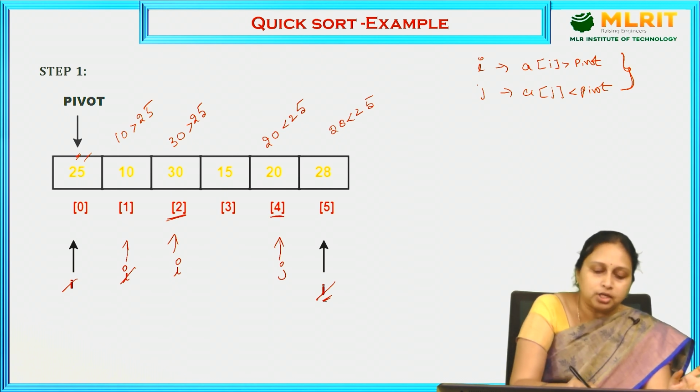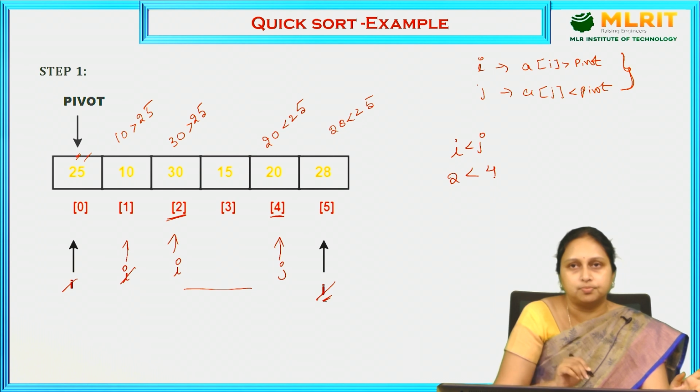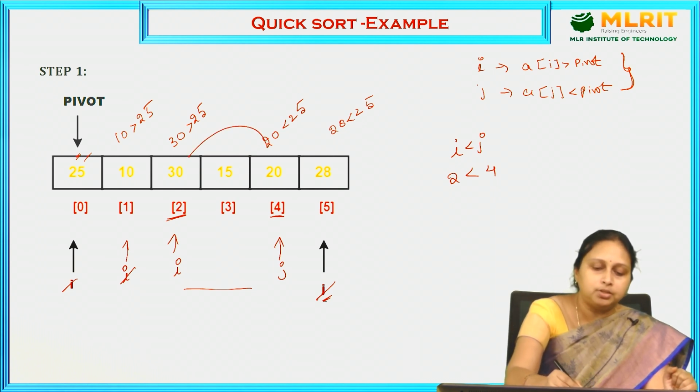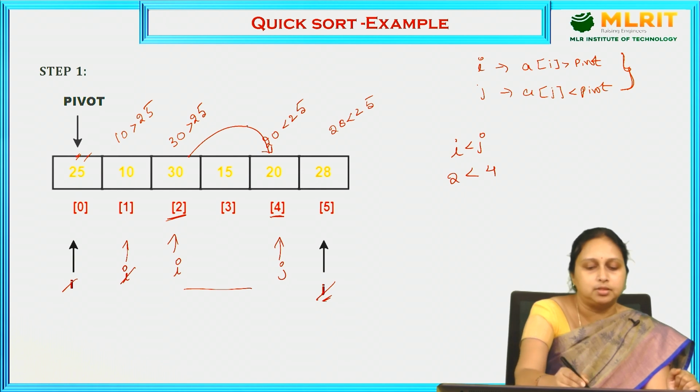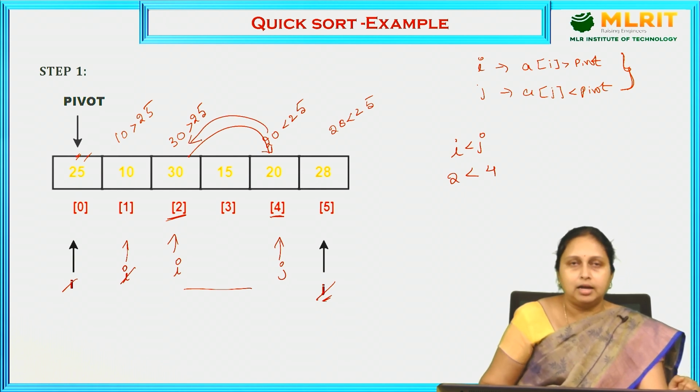Now you need to check for the case i less than j. Your i value is 2, 2 less than j, which is 4. Yes, the condition is true. Now we are going to swap these two elements. This swapping has to be done. Now come down and let us see the same step here.